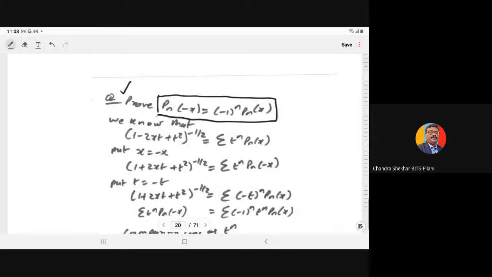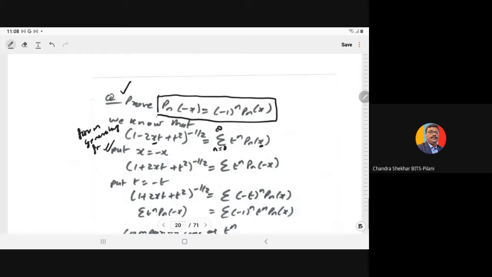So from the generating function, we know this result: 1 minus 2xt plus t square to power minus half is equal to summation n is equal to 0 to infinity t to power n Pn x. This is a generating formula. So in this you replace x by minus x.